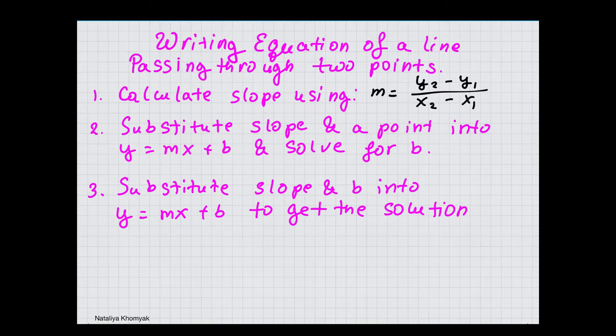Write an equation of a line passing through 2 points. So this time you are not given a slope, and the first thing you would have to do is to calculate slope using the formula y2 minus y1 out of x2 minus x1. Then you want to substitute slope and a point, you pick which point you want to work with, into y equals mx plus b and solve for b. Then you substitute slope and b into y equals mx plus b to get the solution.